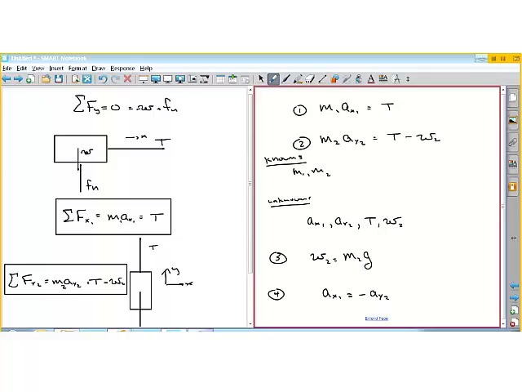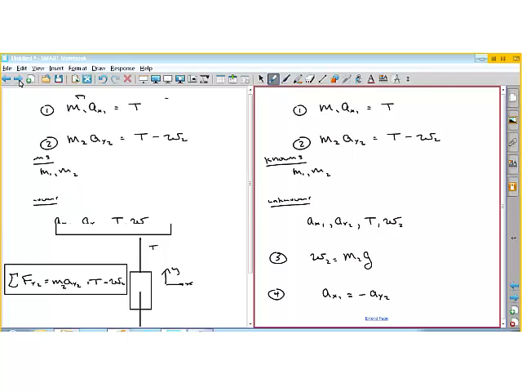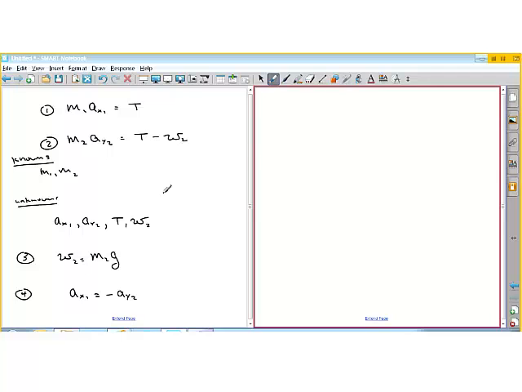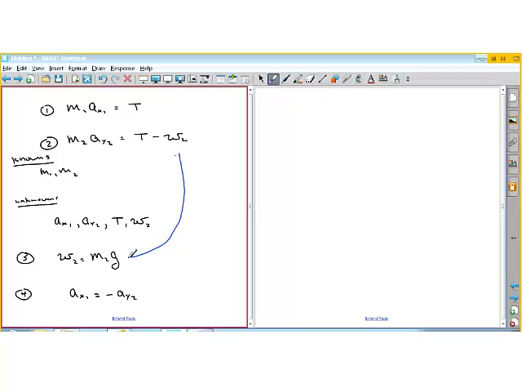So we always have to look at the direction that the objects will move. If one moves in one direction, the other one is going to move in a predictable direction. So now we have 4 equations and 4 unknowns. Again, you don't have to solve simultaneous equations. We're going to use substitution. We already solved for that, so let's plug that in there.